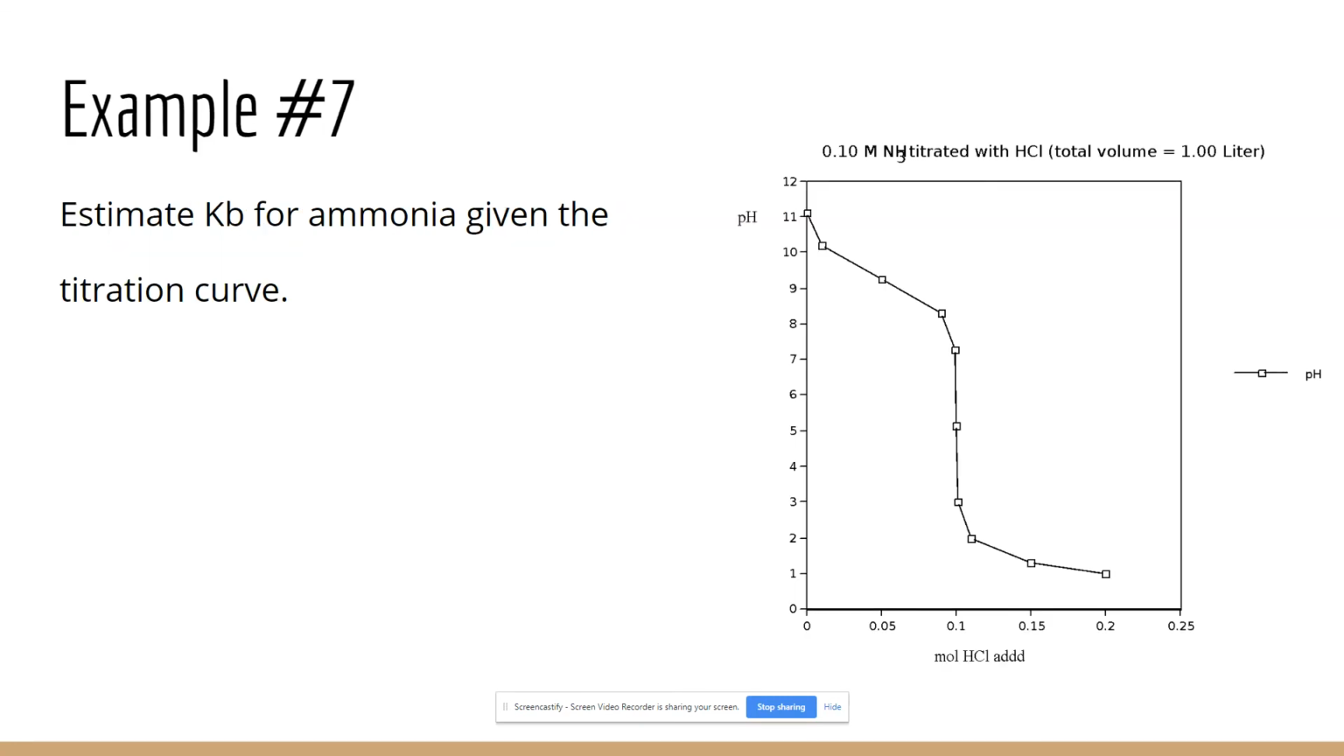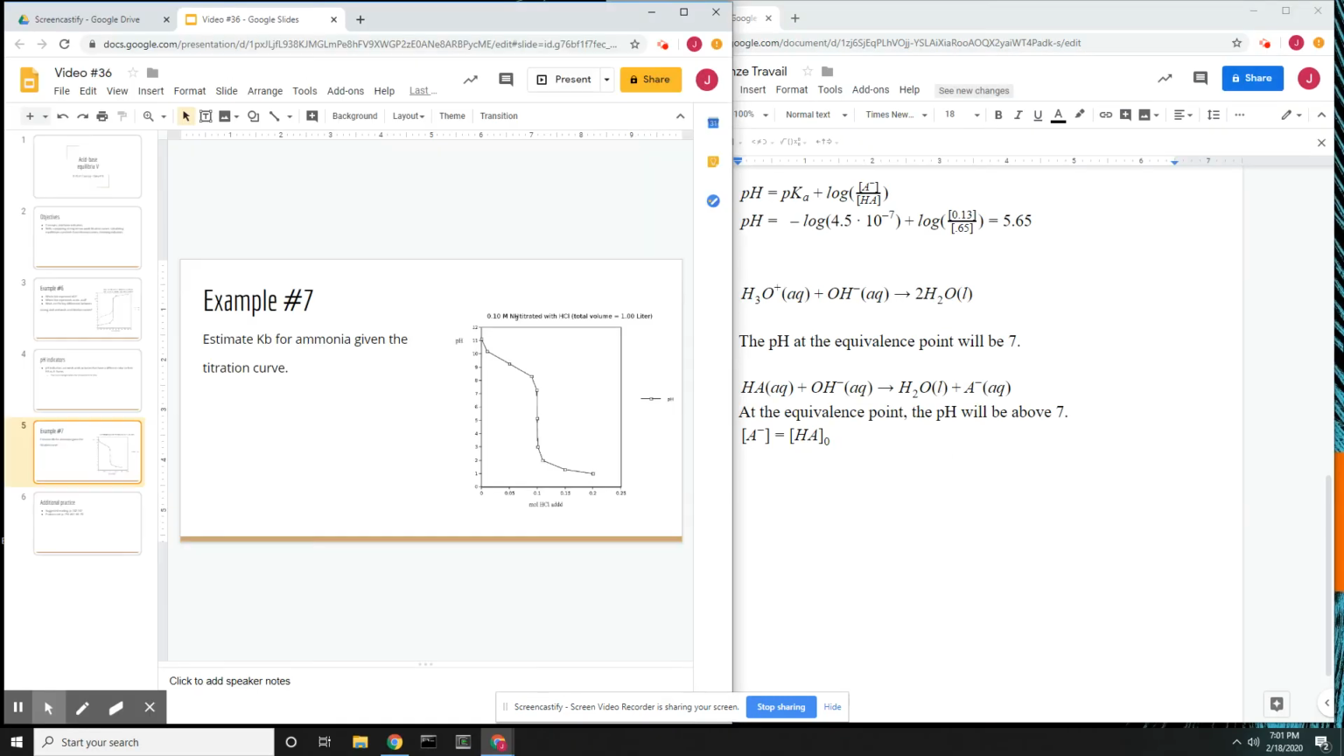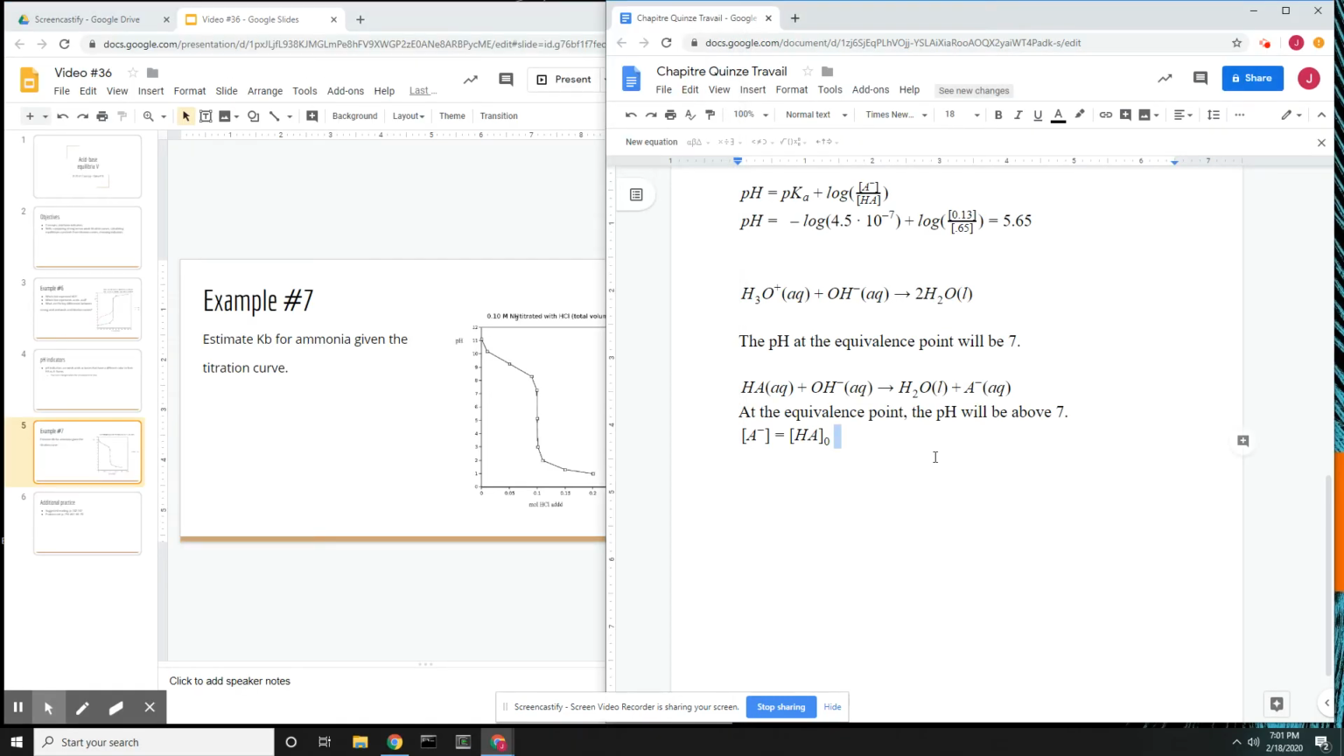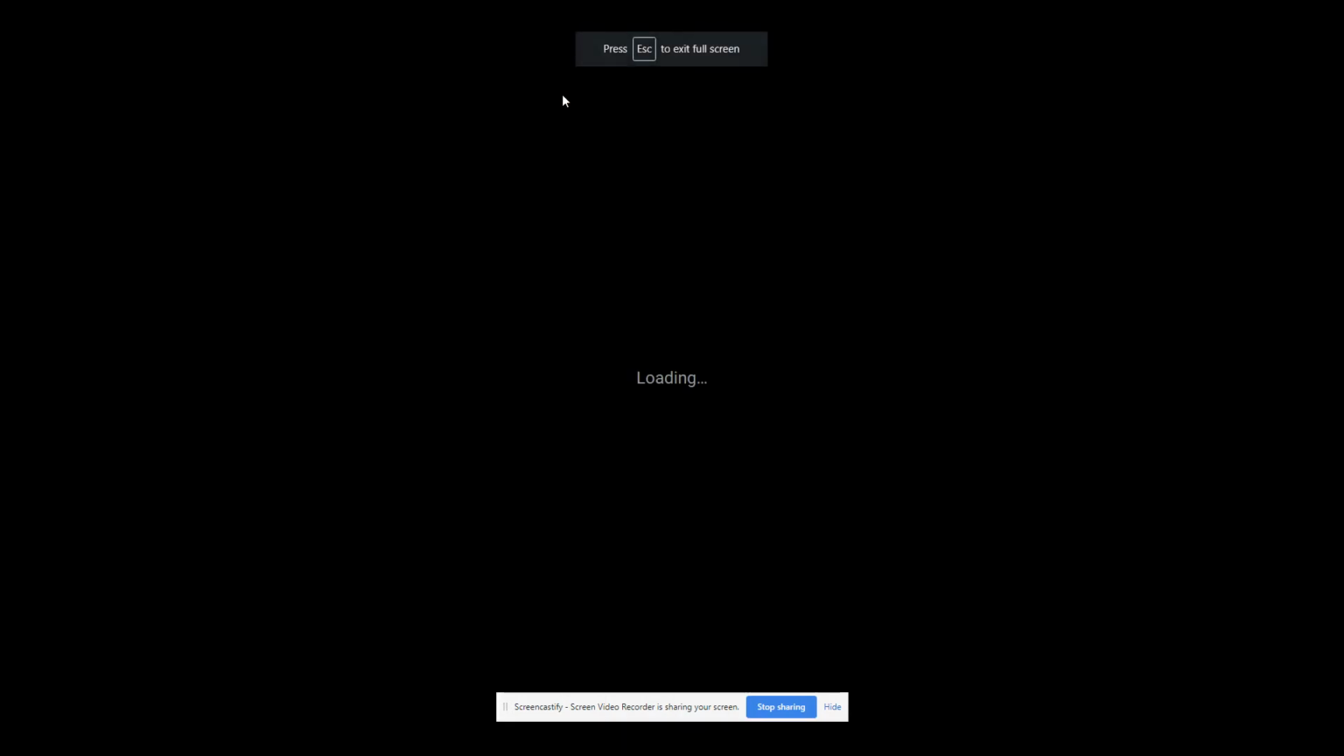Pause here. You do not need to draw the picture. Right, so this is asking for Kb, which is a little bit different than what we've done before. What I do know is that at the halfway point, the pH is equal to the pKa. So let's take a look and find where the halfway point is.